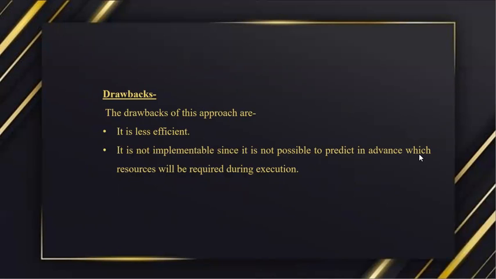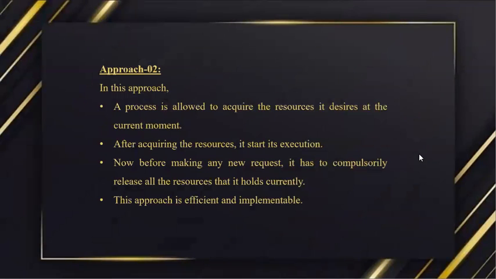It is not implementable since it is not possible to predict in advance which resources will be required during execution. Approach 2. In this approach, a process is allowed to acquire the resources it desires at the current moment. After acquiring the resources, it starts its execution. Now, before making any new request, it has to compulsorily release all the resources that are held currently. This approach is effective, efficient, and implementable.